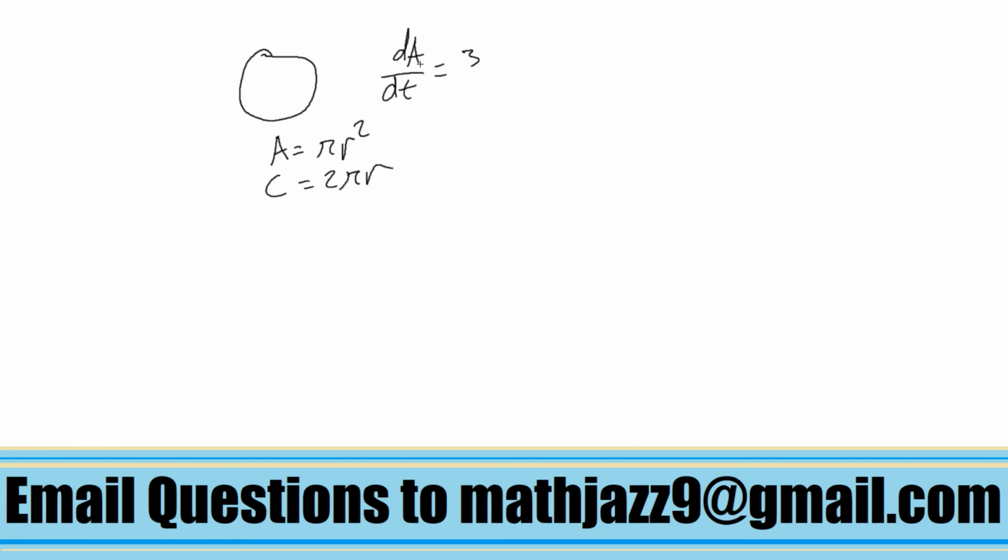So we know dA dt. We want to find dC dt. So we're going to have to figure out a relationship between A and C. Well, that's not so bad. What we do is we solve for r. We get r equals C over 2 pi. And we plug this into our A equation. A equals pi times C squared over 4 pi squared. And then the pi will cancel, leaving just C squared over 4 pi. That's not too bad.